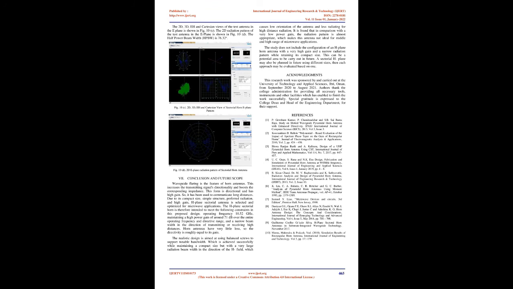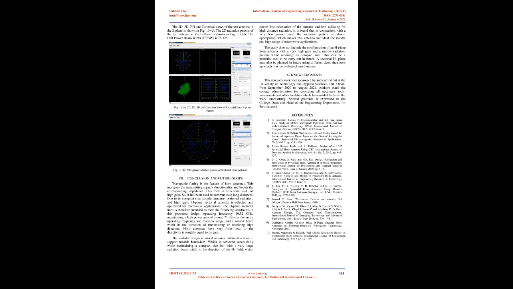Due to its compact size, simple structure, preferred radiation, and high gain, the H-plane sectorial antenna is selected and optimized for microwave applications. The H-plane sectorial horn is therefore intended to meet the following constraints in this proposed design: operating frequency 10.52 GHz, maintaining a high power gain of around 71 dB over the entire operating frequency and directive range, and a narrow beam width in the direction of transmitting or receiving over high distances. Horn antennas have very little loss, so the directivity is roughly equal to its gain.